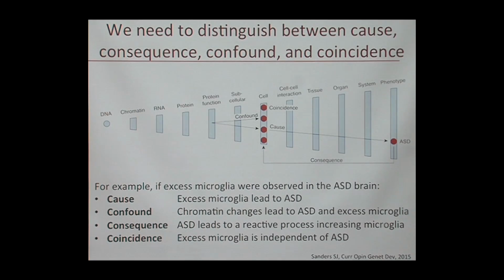We could also think about the consequence. What if autism leads to a reactive inflammation of the brain, and that inflammation causes an increase in these microglia cells? In that case, those microglia are not the cause, they are the consequence. And then finally, it could just be a coincidence. It could just be that we chose the wrong brains, we got unlucky, and we saw this signal when we shouldn't have done. And what we need to do is to find the causal path. And what's been done in other disorders is to look in models.